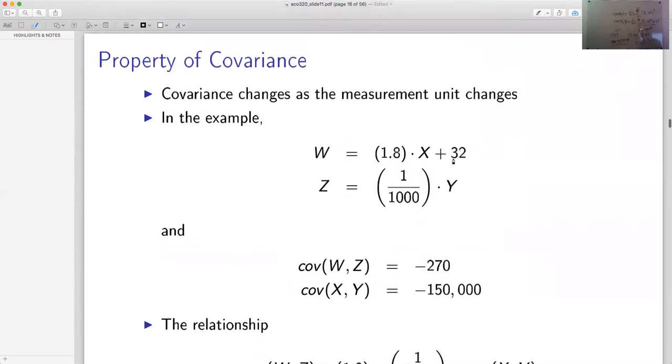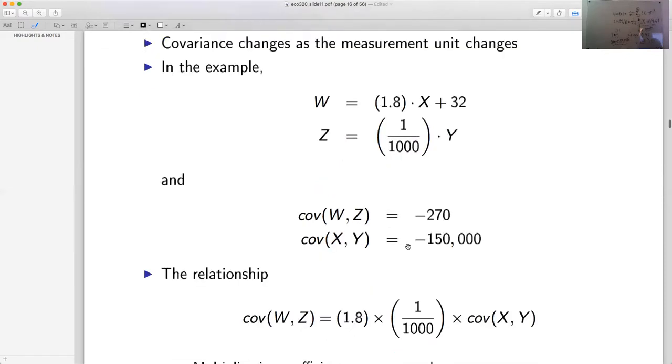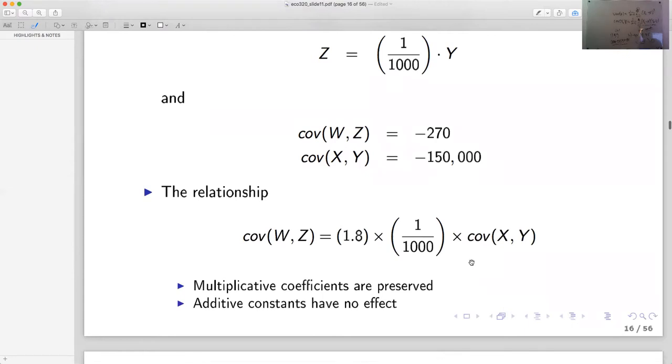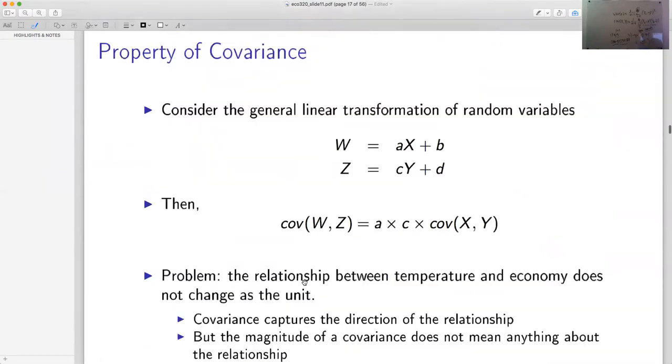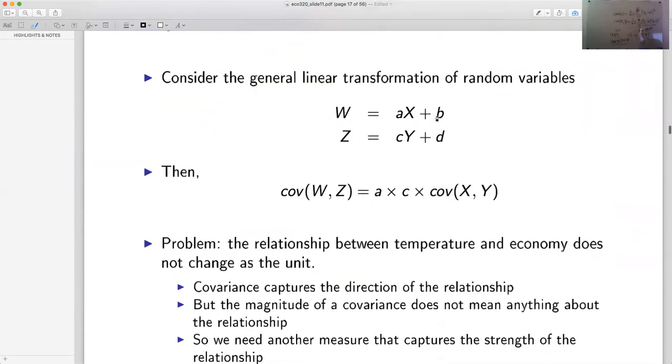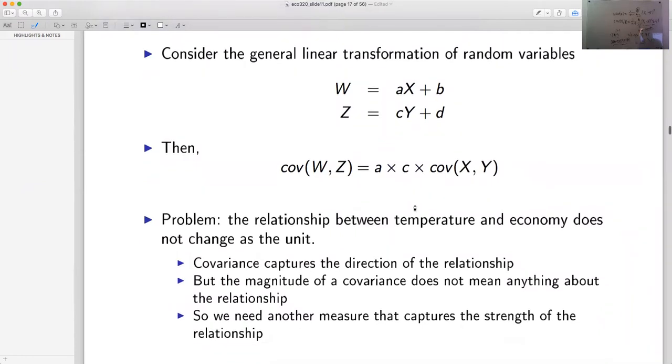How about this 32? It doesn't matter because it's a constant term. Adding or subtracting any number doesn't change the association between these two. So only when you multiply or divide does it matter for covariance. Multiplicative coefficients are preserved, but additive constants have no effect, as I just explained. So B and D don't affect the associations, but A and C actually affect the covariance.